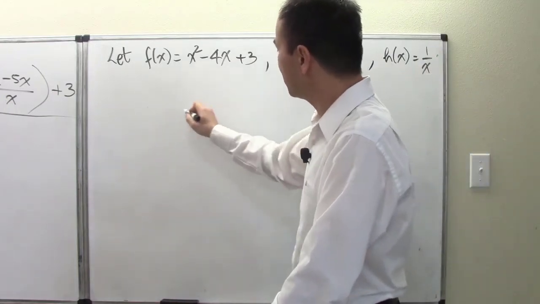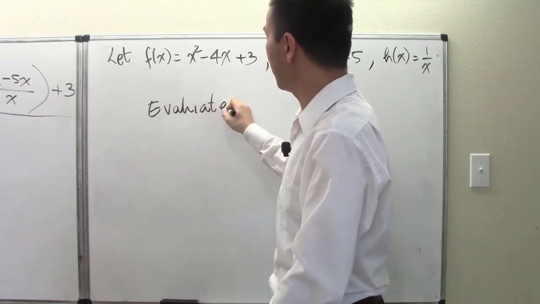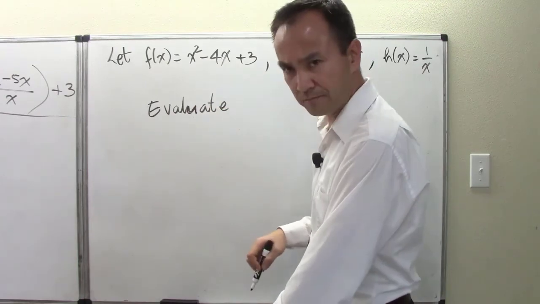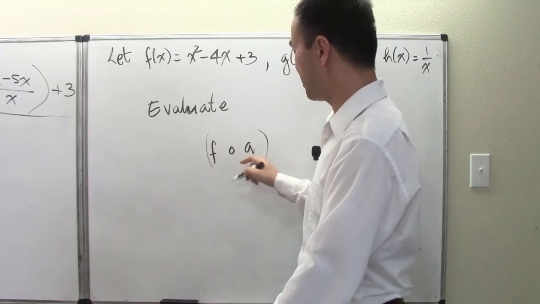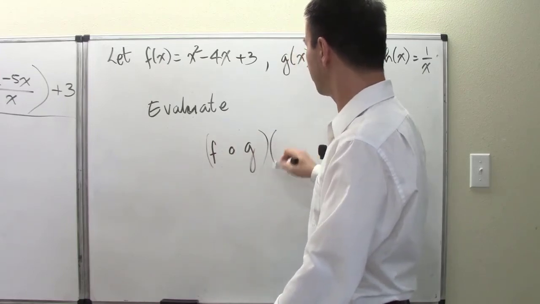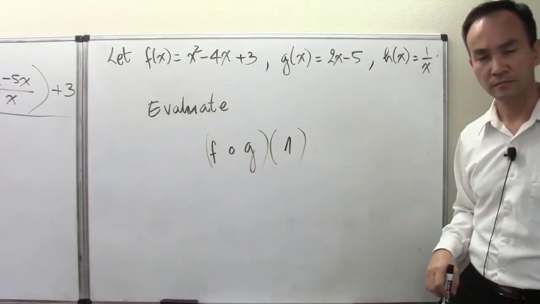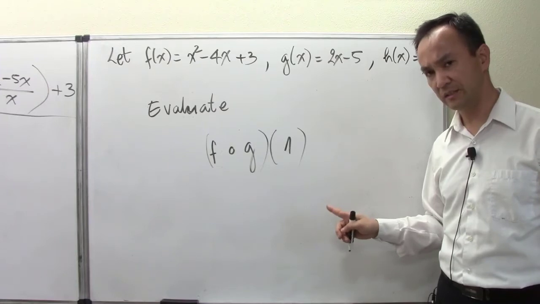See, if I ask you to do a simple thing, just simply to evaluate, and we don't even have to worry about simplifying or anything like that. Evaluate. How about f circle g? So f of g of 1, f of g of 1.